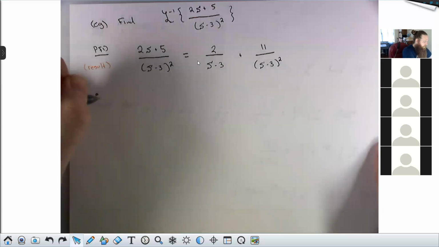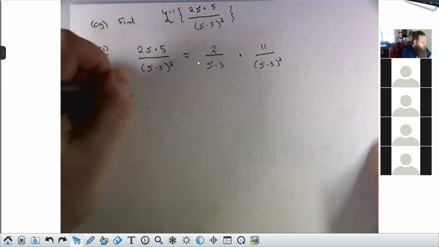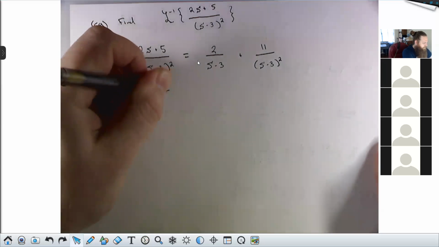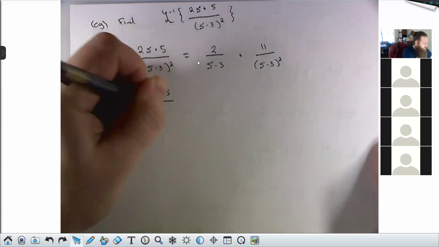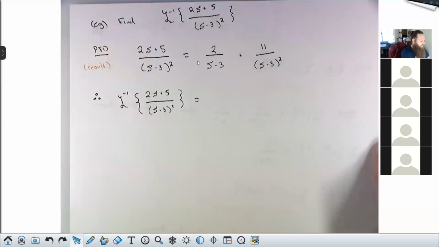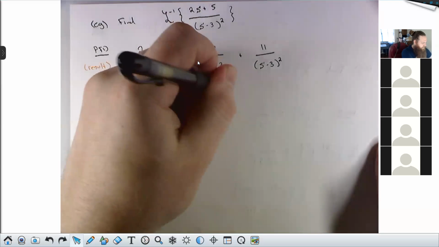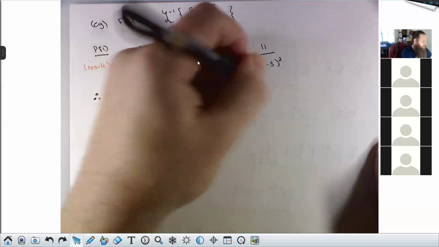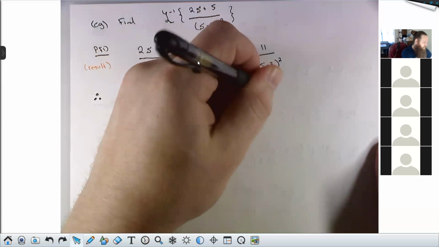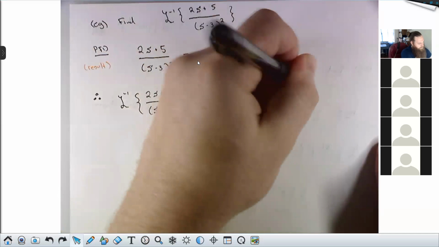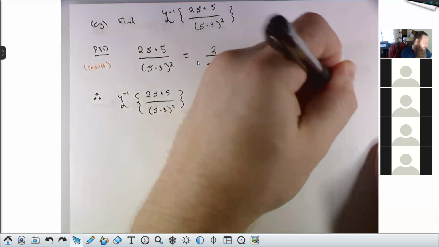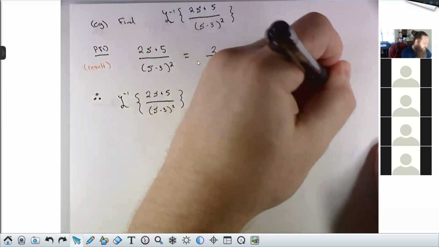So from here, the inverse Laplace transform of 2s plus 5 over s minus 3 squared would be equal to 2 times the inverse Laplace transform of 1 over s minus 3, which we know, plus 11 times the inverse Laplace transform of 1 over s minus 3 squared.